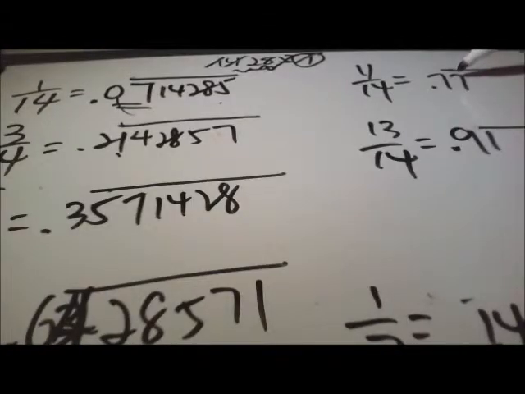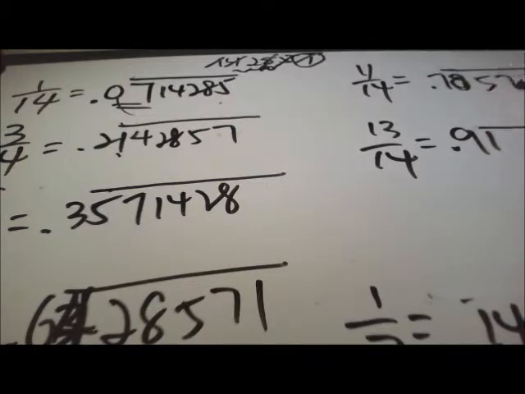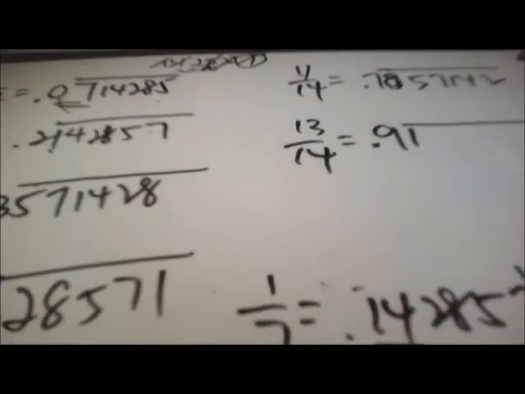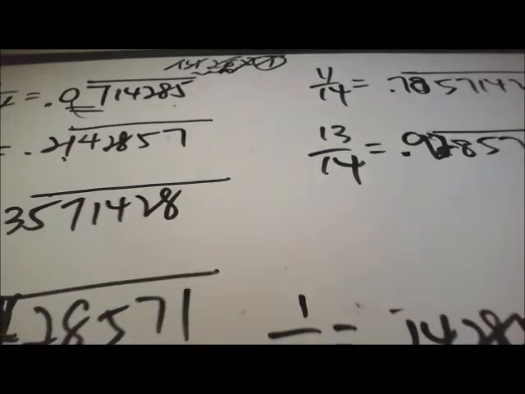7, even though it's already used, I left 2 and 8. So 1 higher than 7 is 8. So 857142. Now here 9, 1, I left 2, so it's 0.928571 4. So pretty simple, huh?